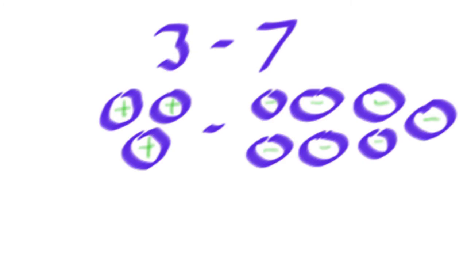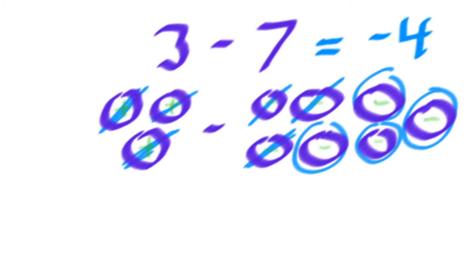Let's represent this problem by thinking about having 3 positive coins and subtracting 7 negative coins. A positive coin and a negative coin will cancel each other out. So if I cancel out this positive with this negative, with this one, and do the same thing for my third positive coin, I have to think about what I have left over. I can count that I have 4 coins left over, but since they're 4 negative coins, I can come to the conclusion that my answer is negative 4. 3 minus 7 is negative 4.